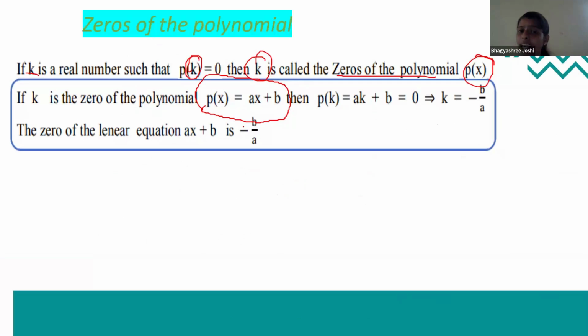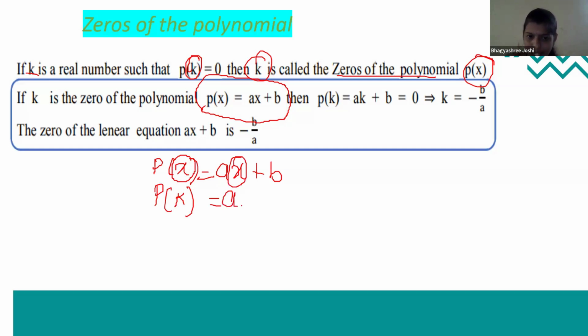Therefore, k is called the zero of the polynomial P of x, right? Then if k is the zero of the polynomial, P of x is equal to ax plus b, then P of k. How did P of k come? We have substituted k in place of x. Therefore, I can write it as P of k. Here also, in place of x, I will write k: ak plus b, right? P of k is equal to ak plus b.